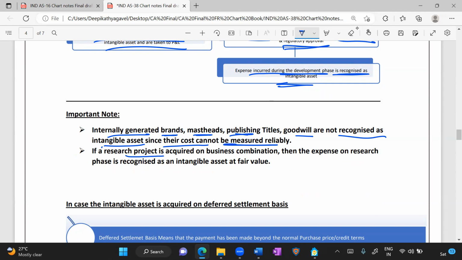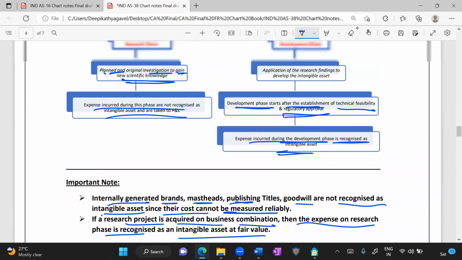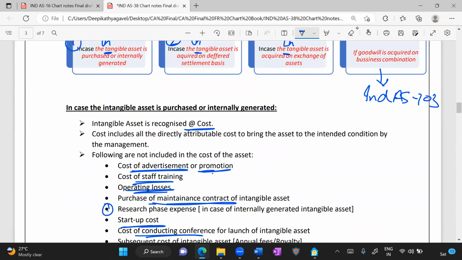If the research project is acquired in a business combination, then the expense on the research phase is recognized as an intangible asset at fair value. At what? Fair value. This makes sense, right? Whenever I'm acquiring an intangible asset in the research phase through business combination, that research phase expenditure will be recognized as an intangible asset at fair value, right? So that was all about internally generated intangible assets.